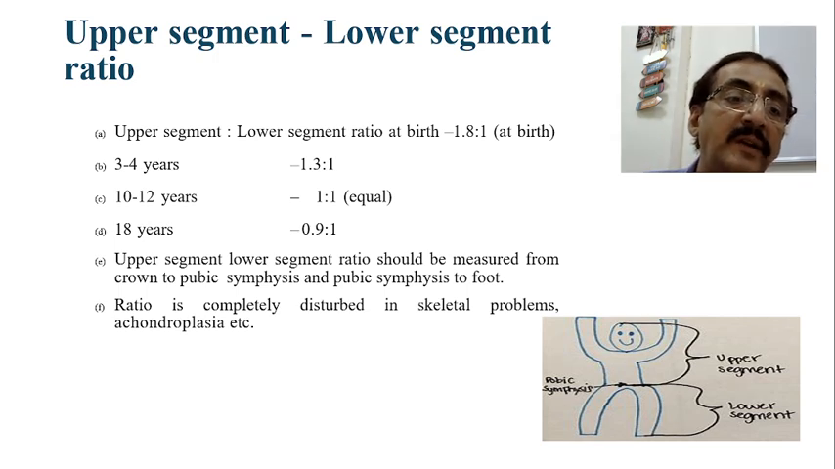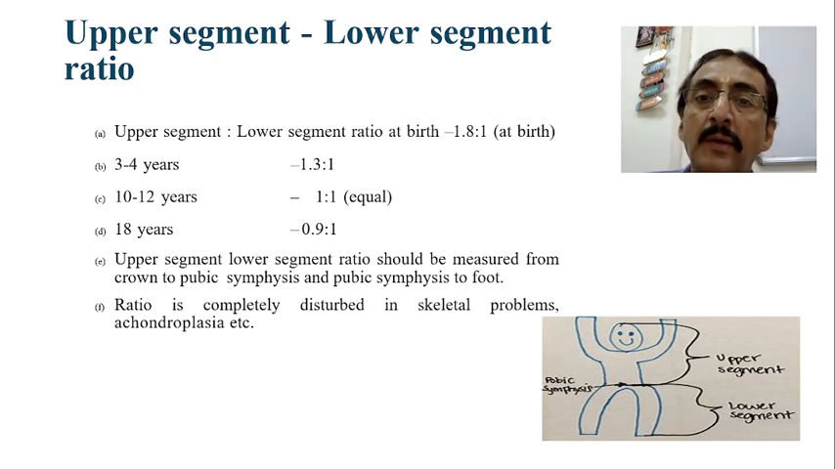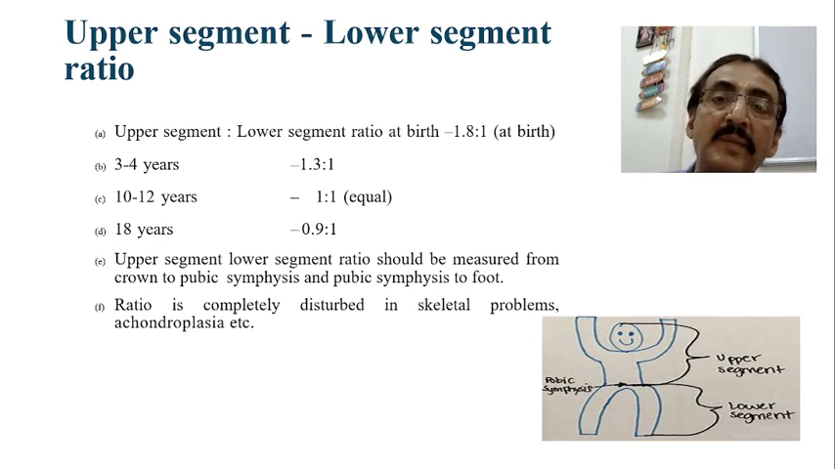The upper segment means starting from the scalp to the pubic symphysis, and the lower segment means starting from the pubic symphysis to the foot. The upper segment to lower segment ratio at birth is 1.8:1, whereas at 3 to 4 years it is 1.3:1. By 10 to 12 years it will be 1:1, that is equal, and after 18 years it will be 0.9:1. That means the lower segment will be more than the upper segment.